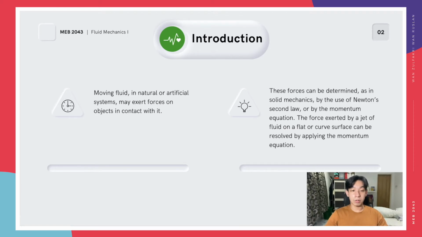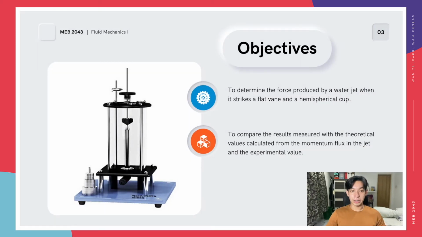These forces can be determined, as in solid mechanics, by the use of Newton's second law or by the momentum equations. The force exerted by a jet of fluid on a flat or curved surface can be resolved by applying the momentum equation. There are two objectives for the experiment. The first is to determine the force produced by a water jet when it strikes a flat vane and a hemispherical cup. The next objective is to compare the results measured with the theoretical values calculated from the momentum flux in the jet and the experimental value.